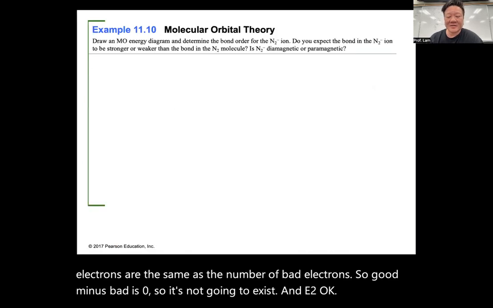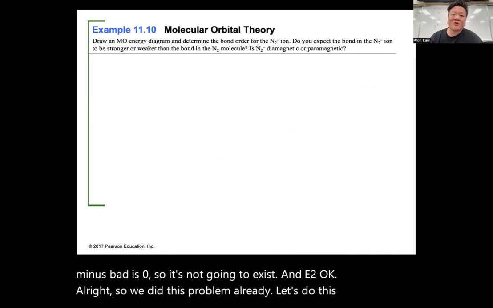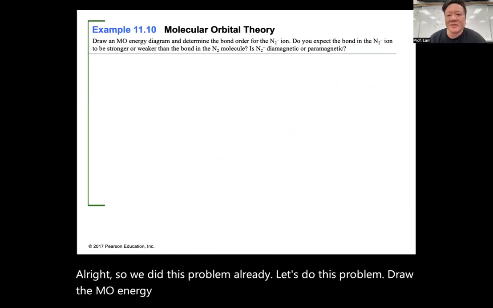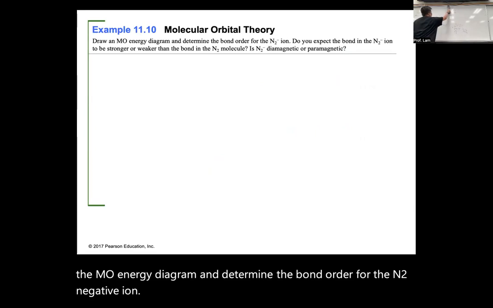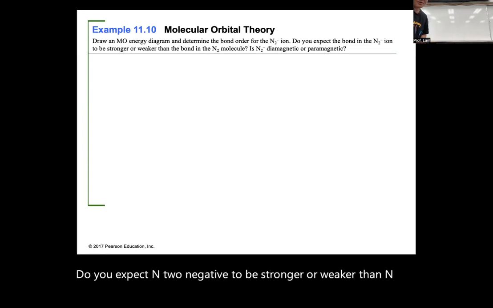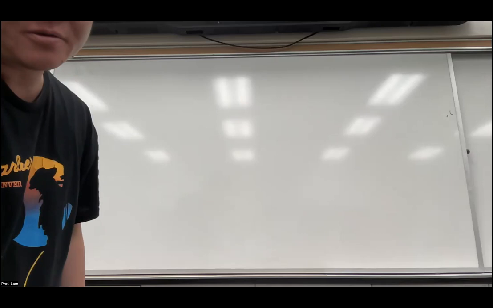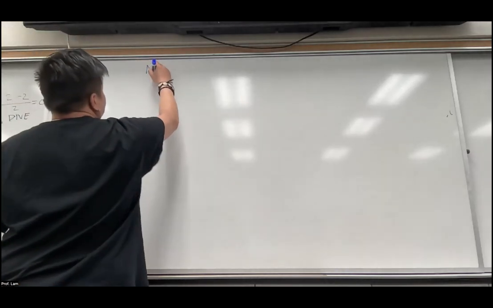All right, so we did this problem already. Let's do this problem. Draw the MO energy diagram and determine the bond order for the N2 negative ion. And do you expect N2 negative to be stronger or weaker than N2? And then it's asking if it's diamagnetic or paramagnetic. Well, let's just do both N2 and N2 minus so we can compare.